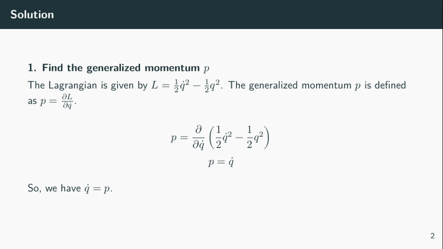When we take this derivative, the partial derivative of 1/2 q dot squared with respect to q dot is just q dot. The second term, minus 1/2 q squared, doesn't depend on q dot, so its partial derivative is 0. Thus we find that P is equal to q dot. This tells us the relationship between the momentum and the velocity for this system.